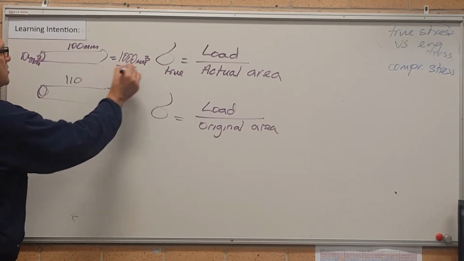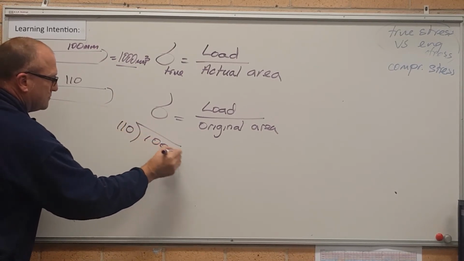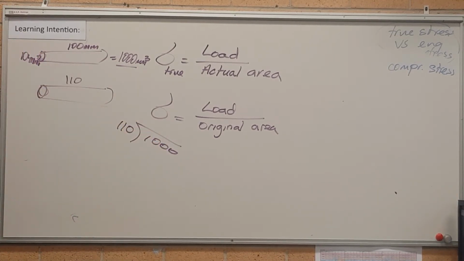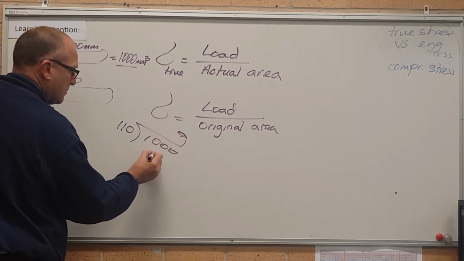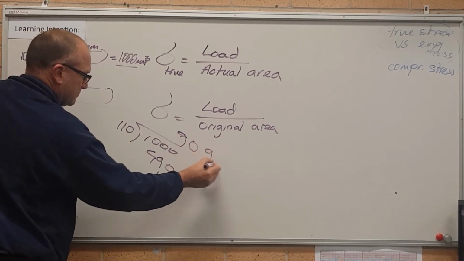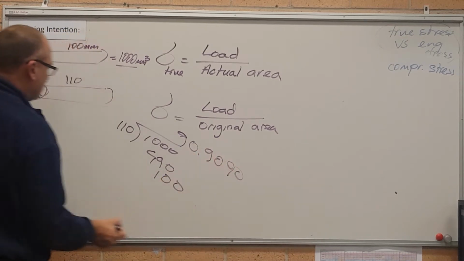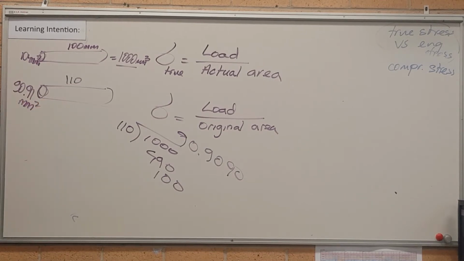What's 1000 divided by 110? I think that's 91 millimetres squared. Could somebody with a calculator confirm that for me, please? Am I right? Yeah. Yep.